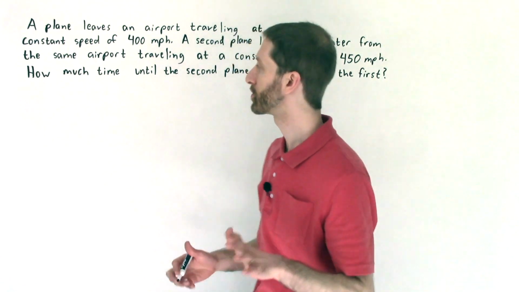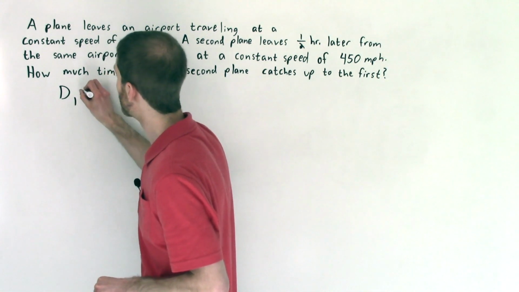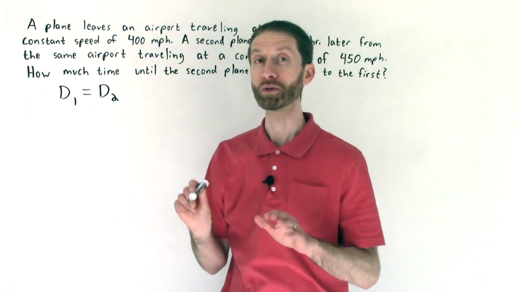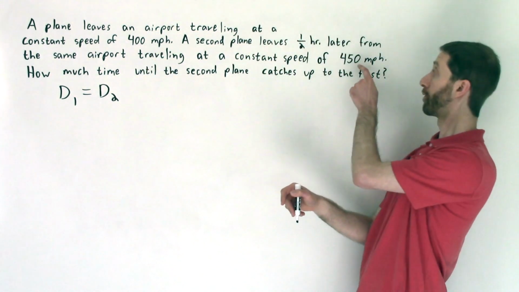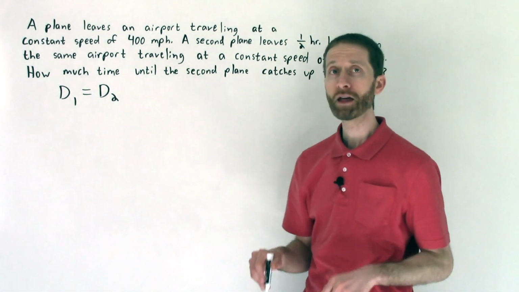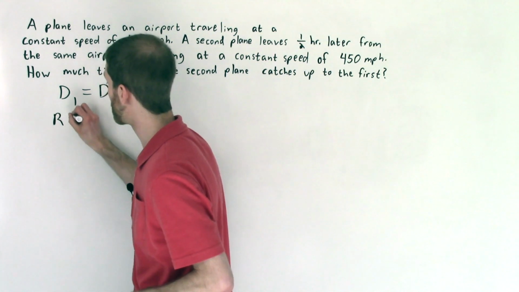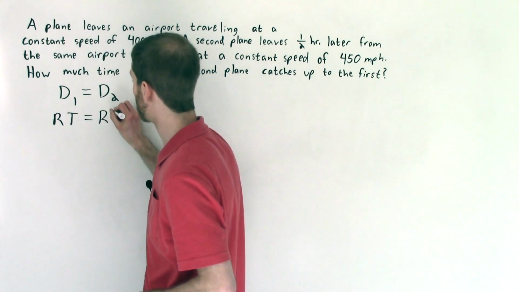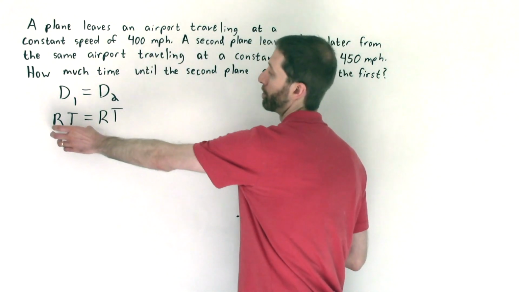Well, so if we want to know when the distance of plane 1, I'll call that D1, is equal to the distance of plane 2, I'll call that D2. Well, distance, when you're given rates, 400 miles an hour, 450 miles an hour, they're related with rate times time. So you basically have the rate times the time of plane 1 equals the rate times the time of plane 2. Well, let's figure out the expression for plane 1.